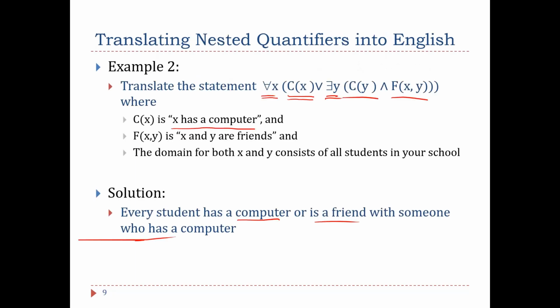Otherwise, the direct reading would be something like, for every student, either that student has a computer or there is another student such that that student has a computer and is a friend with the first student. So sometimes the straightforward word by word reading of the formula, as you may notice, is a little bit boring and may get us a little bit confused. So if you can, after doing the first reading, transform it into this refined reading, this would be really perfect.